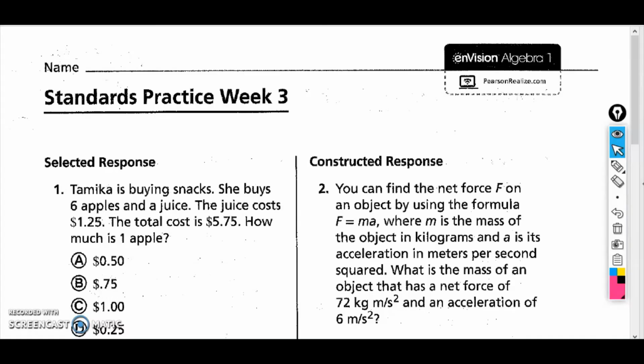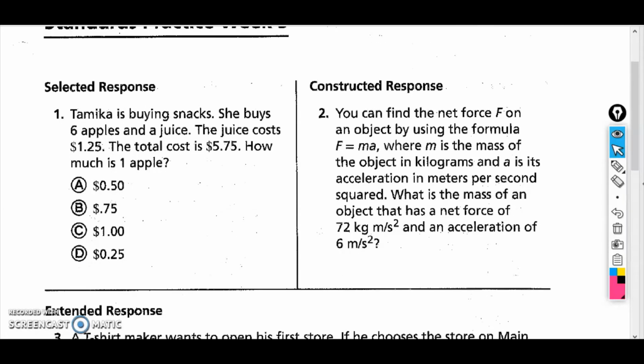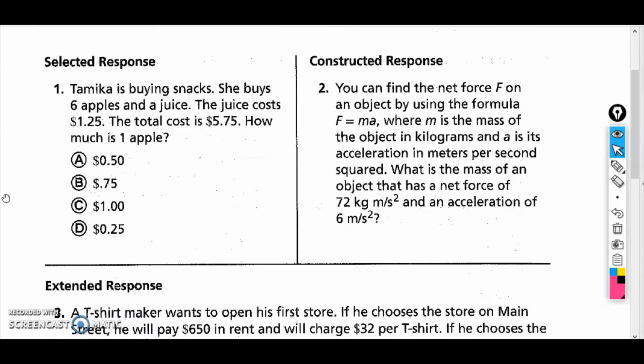Standards Practice Week 3. Tamika is buying snacks. She buys 6 apples and a juice. The juice costs $1.25. The total cost is $5.75. How much is 1 apple?